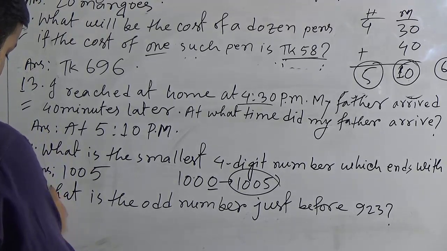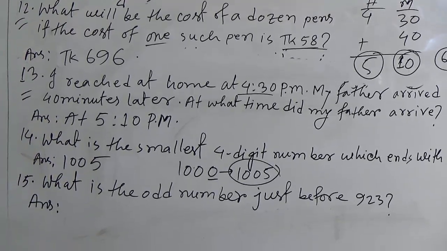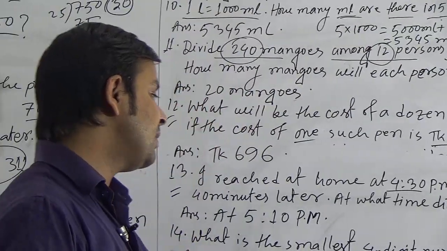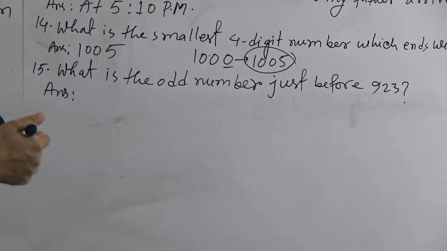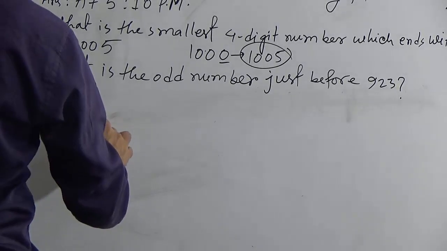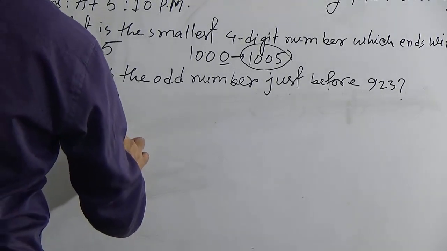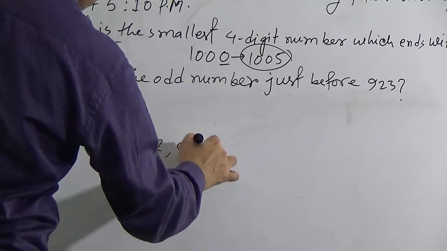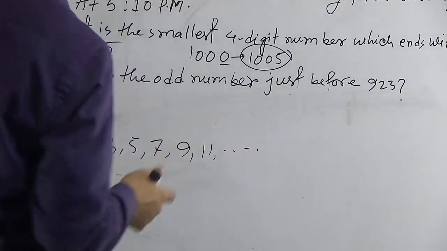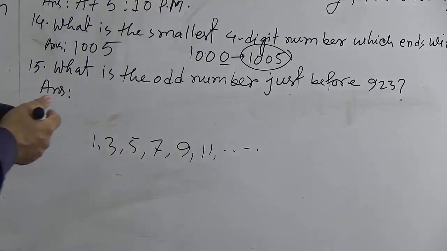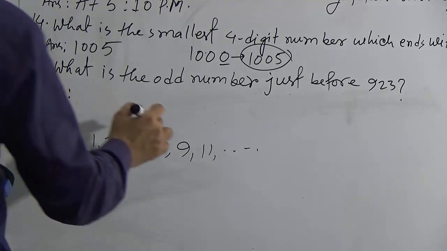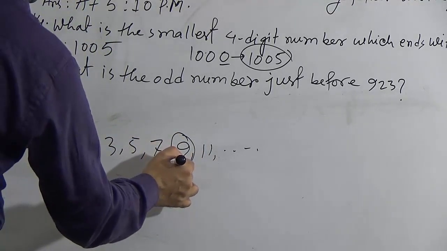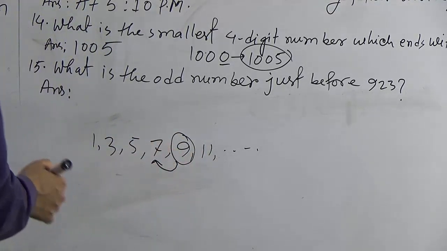Now the last question for today. What is the odd number just before 923? The students observe, if I write 1, 3, 5, 7, 9, 11, these numbers are odd numbers. Here 9 is an odd number. The odd number before 9 is 7.